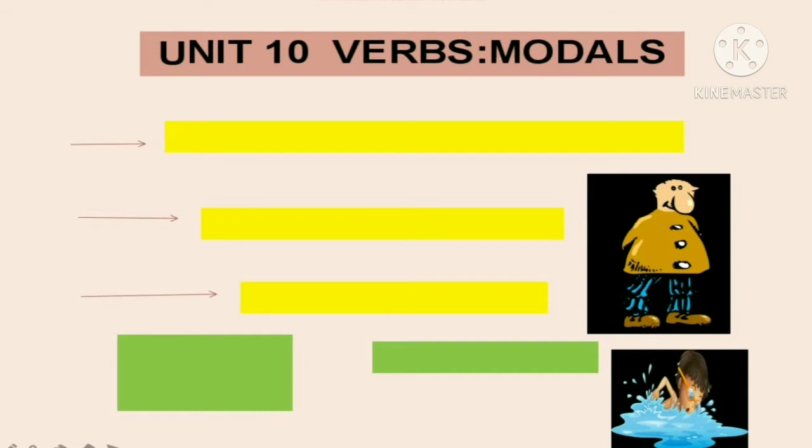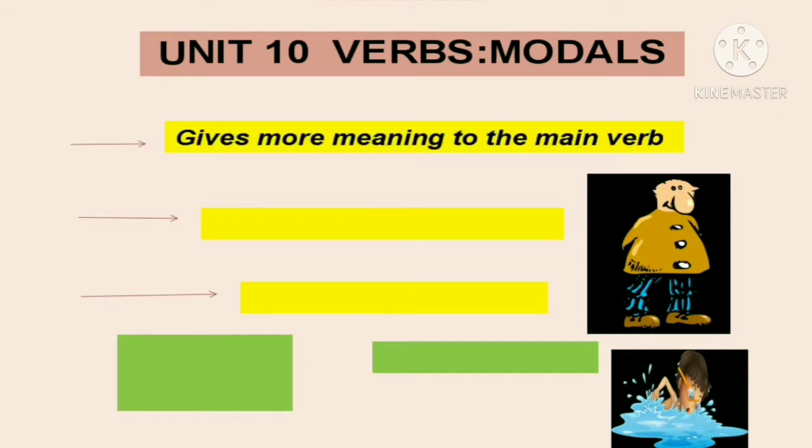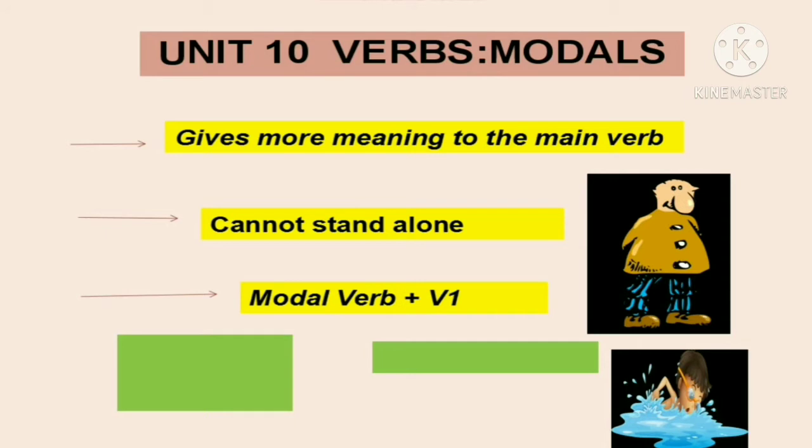Now, what are modals? Modals give more meaning to the main verb. Second, they cannot stand alone. And third, a modal always requires the verb's first form after it. Here we can take the example of "he can." Now here, can is showing the ability. Can is a modal, but it's incomplete. Why? Because it's not making complete sense. Second is "he can swim." Here can is giving a complete sense and swim is the verb's first form.